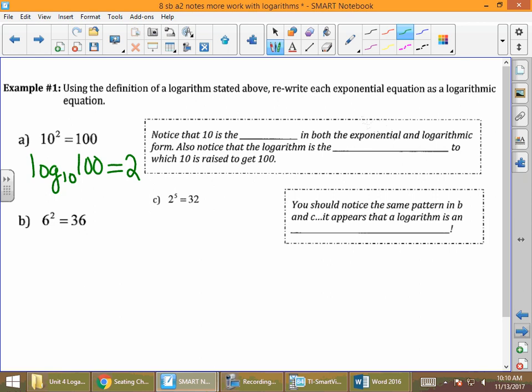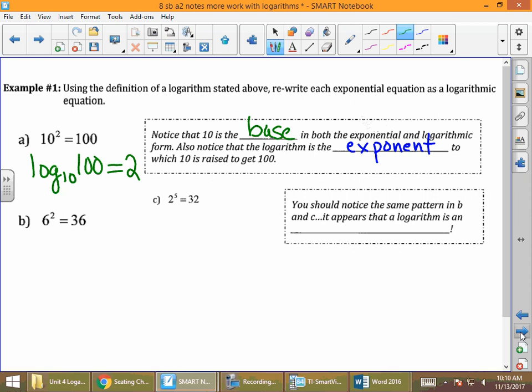Notice that 10 is the base. In both the exponential and the logarithmic form, that 10 is the base: 10 to the second power, and log base 10 in our logarithm. Also notice that the logarithm is the exponent to which 10 is raised to get 100. I want to say it as many times as I can. A logarithm is another way of writing an exponent. What the logarithm equals is the exponent.